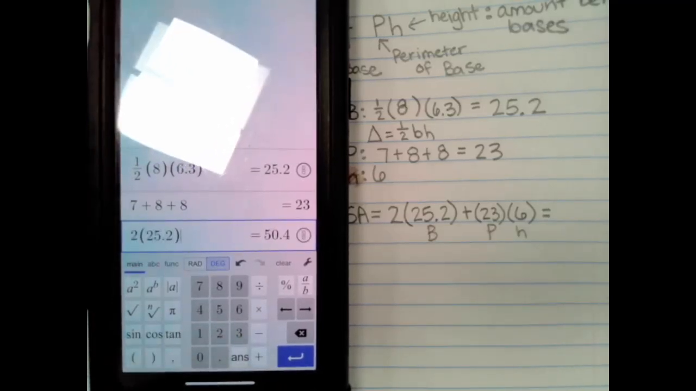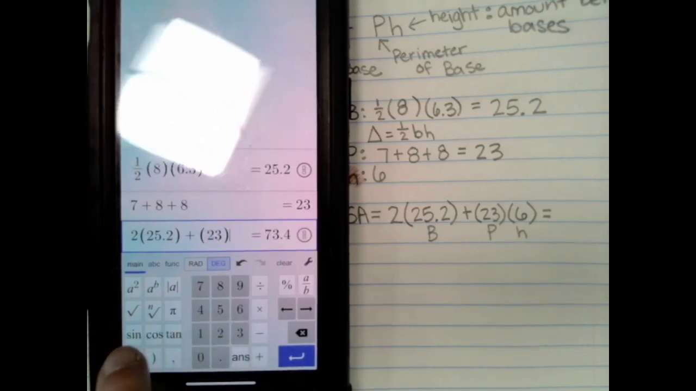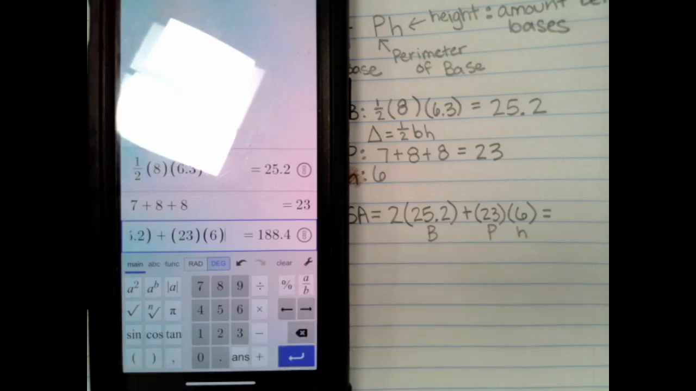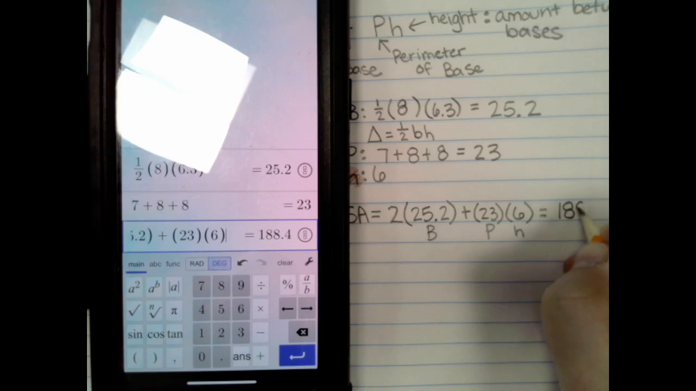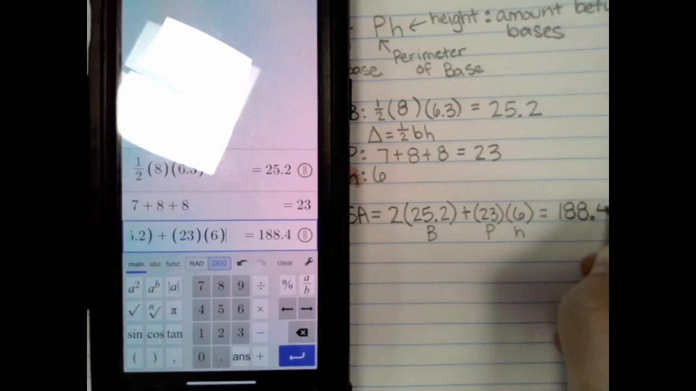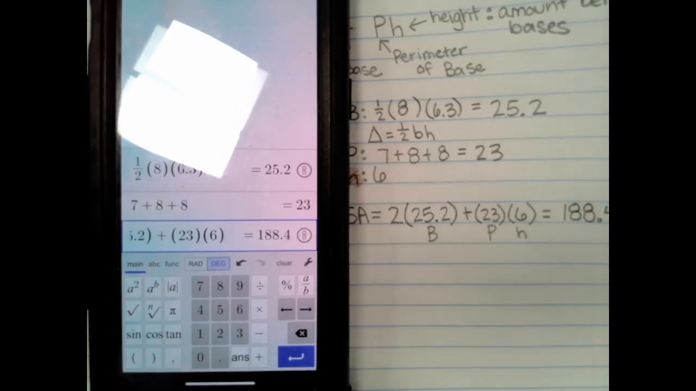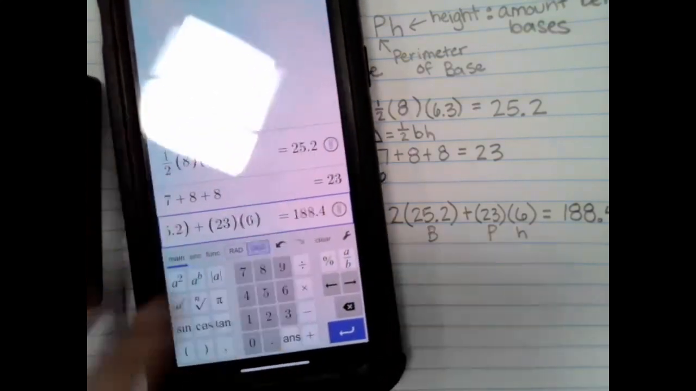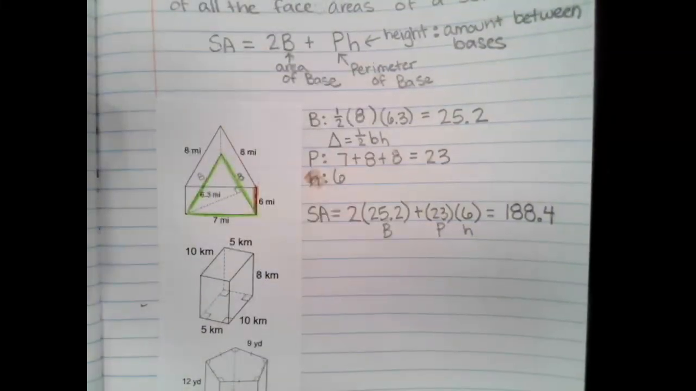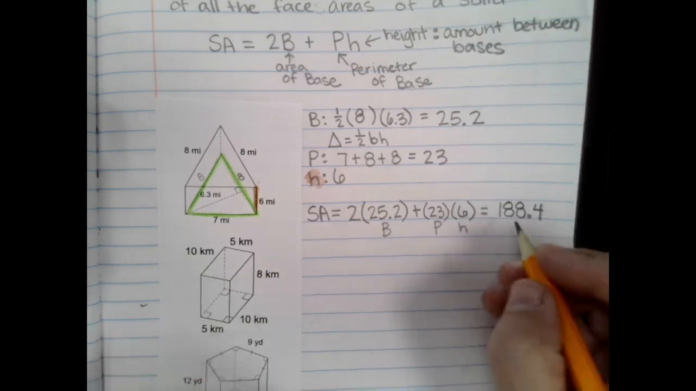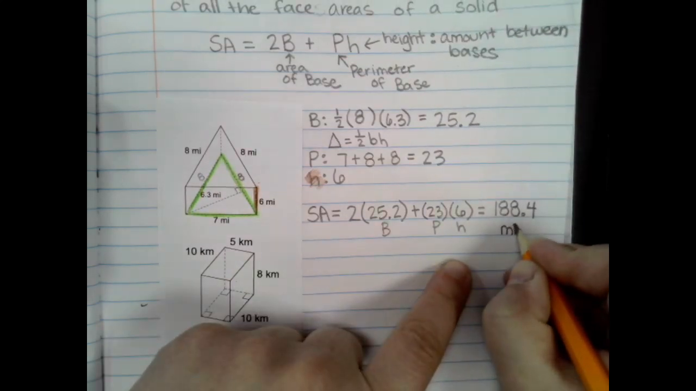So 2 times 25.2 plus 23 times 6, and our answer is 188.4. Now we are measuring a distance or an amount, a unit. So what are we measuring in this one? Fabiana? Nice to meet you. All right, so 188.4, what are we measuring? Miles, and it's area. So are we going to do miles, square miles, or cubic miles? Square miles.